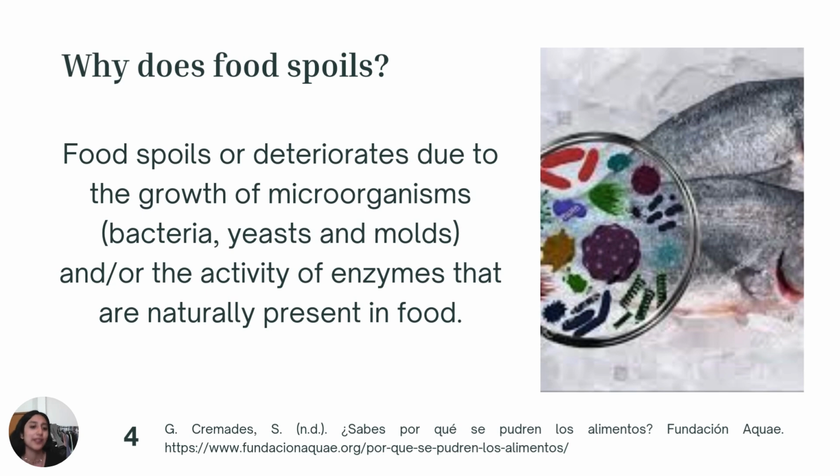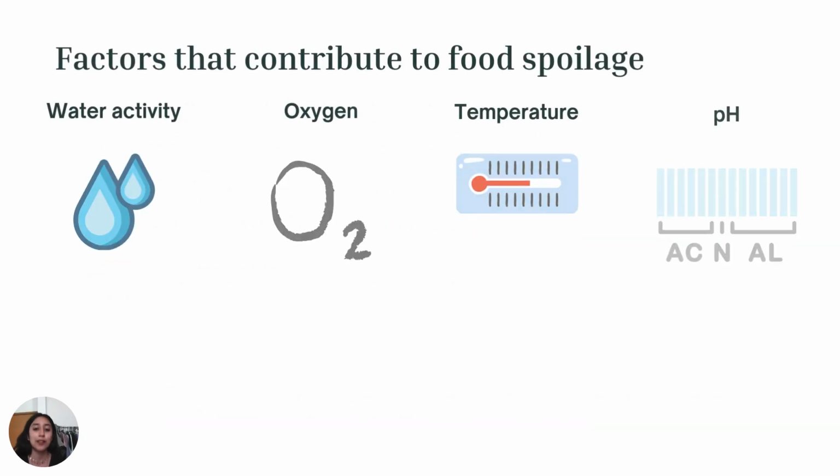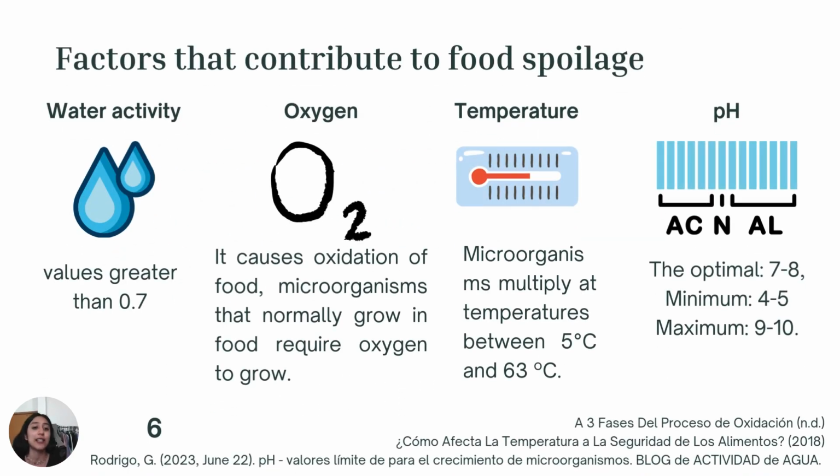Why does food spoil? This is because of the growth of microorganisms such as bacteria, yeast, or molds. These microorganisms are living organisms and they need certain conditions to grow and develop, such as the water activity, that is the amount of water available for microbiological activity. It has to be a value greater than 0.7.